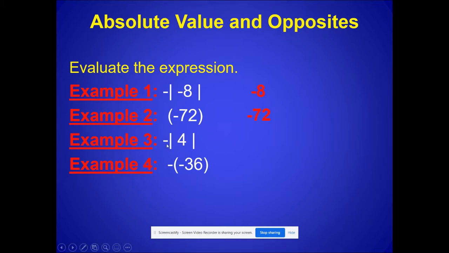We read this, the opposite of the absolute value of a positive 4. The absolute value of 4 would be 4, and the opposite of that would be a negative 4. And right here I have the opposite of negative 36. The opposite of negative 36 is a positive 36.